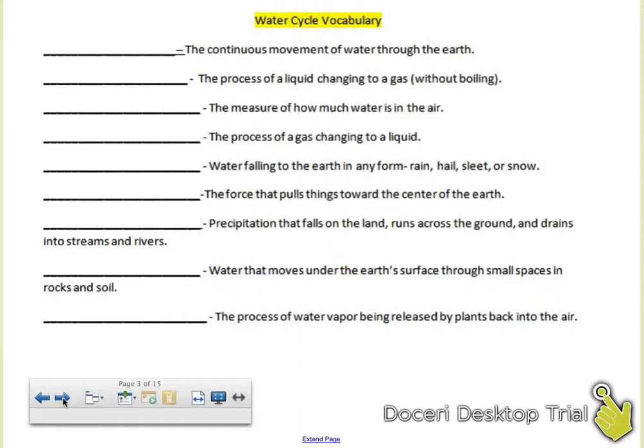Exactly. Water that moves under the earth's surface through small spaces in rocks and soil. Now this is not in our lyrics because we're going to build on this, but we still need to know what it means, and we'll probably be covering that tomorrow. But it says under surface. Nope. Groundwater. The process of water vapor being released by plants back into the air.